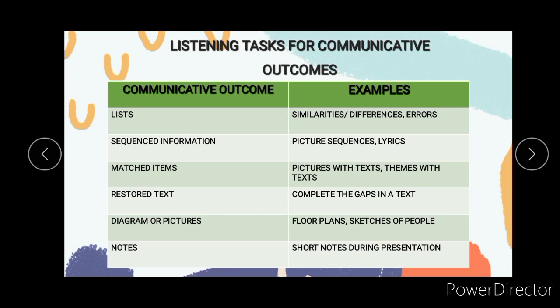Also the errors. In sequence information, examples are picture sequences, or it could be lyrics. In match items, the examples are pictures with text, themes with text. In the restored text, the examples given are to complete the gaps in the text. In diagram or pictures, the examples are floor plans or sketches of people. And in the notes, the example given is short notes during a presentation.